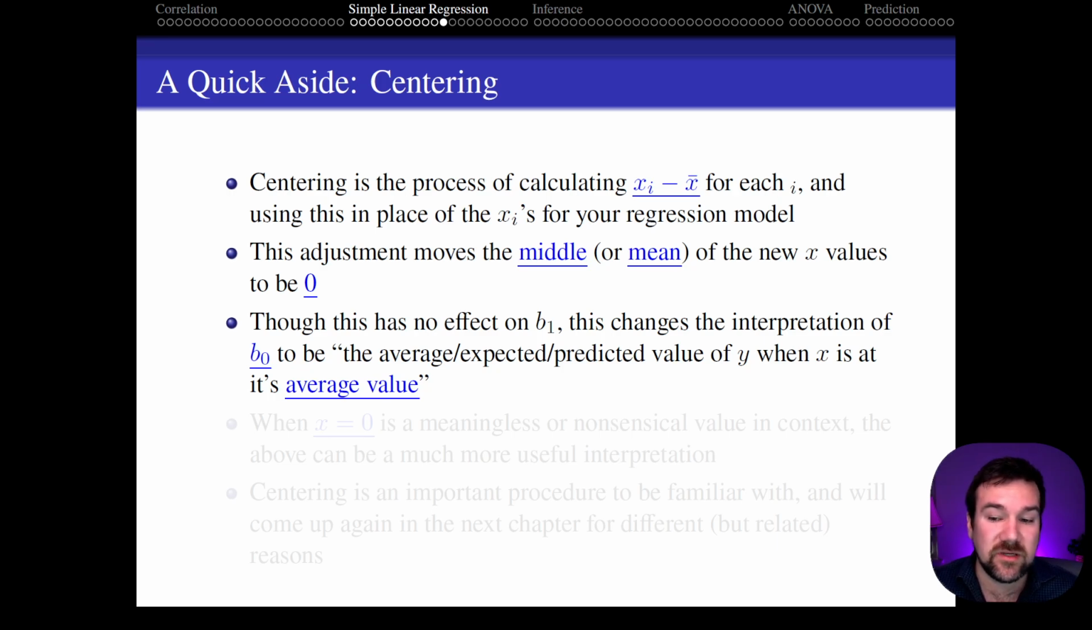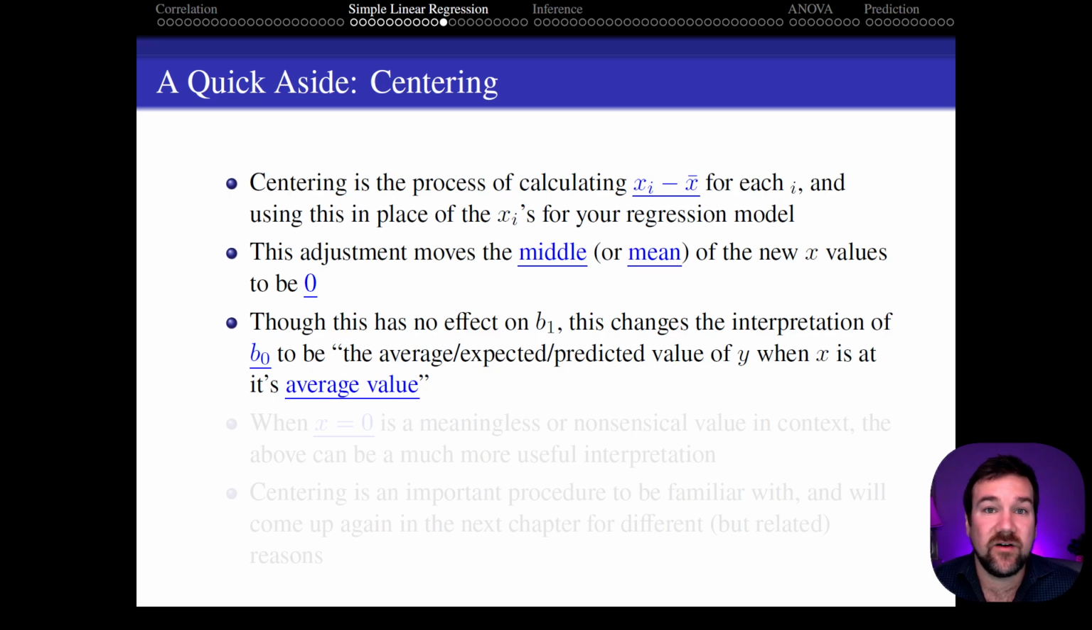this drastically changes the interpretation of the intercept. So while the interpretation of the intercept was the average value of y when x equals 0, now because x equals 0 is the mean of x, the new interpretation after doing centering is the average value of y when x is at its average value.